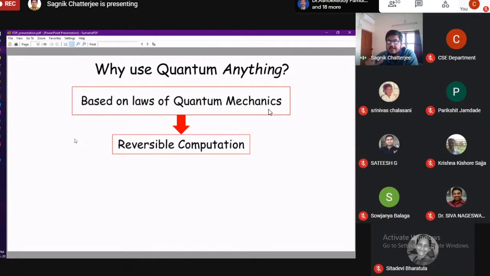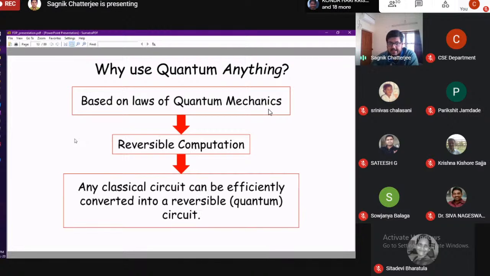So basically, there is practically no loss in information, no loss in entropy. And if any of you are familiar with information theory, this is a huge deal. We can use this to show that any classical circuit can be efficiently converted into a reversible circuit, a quantum circuit. The basic building blocks of classical circuits are the AND, NOT, and OR gates. We can create these AND, NOT, and OR gates using our reversible quantum gates.